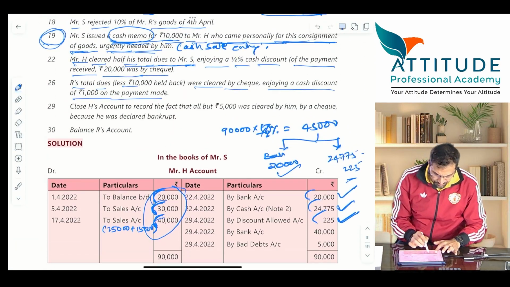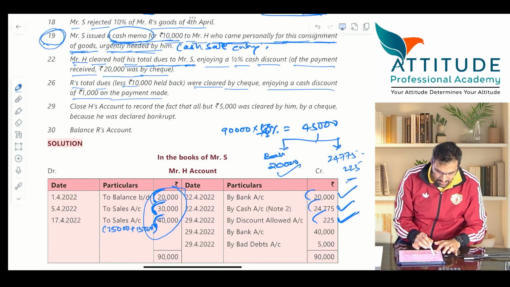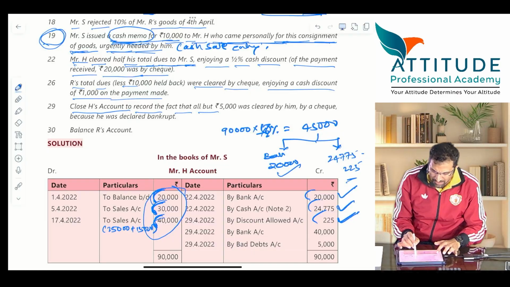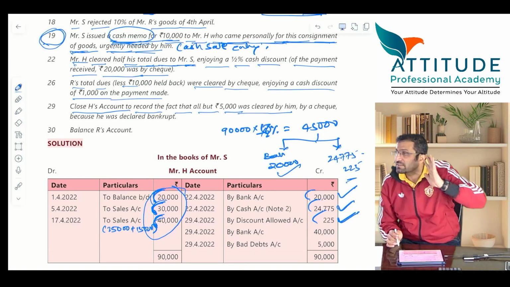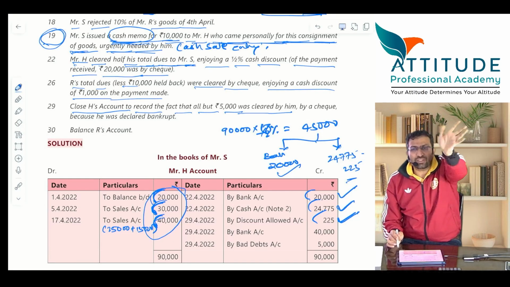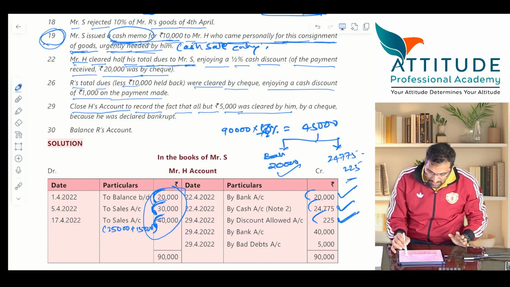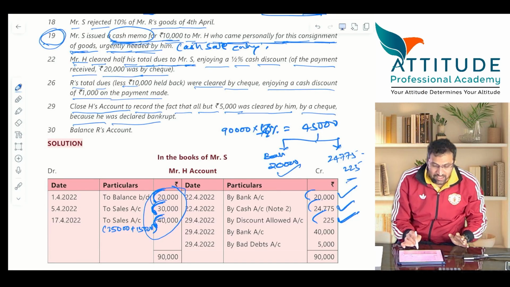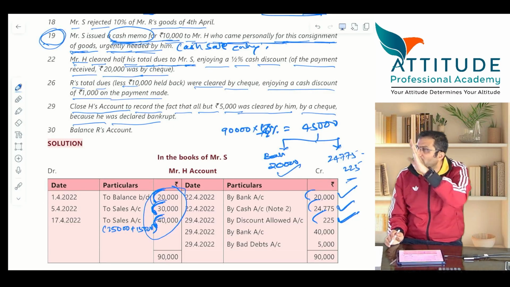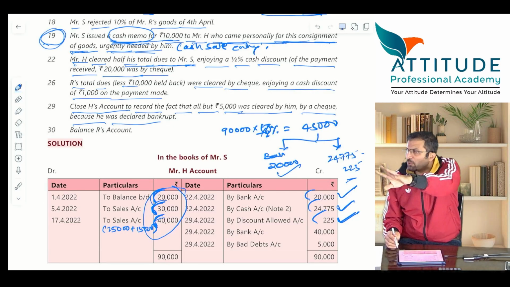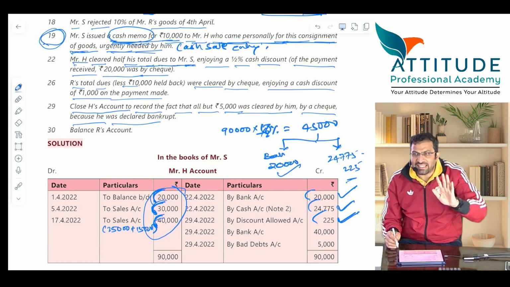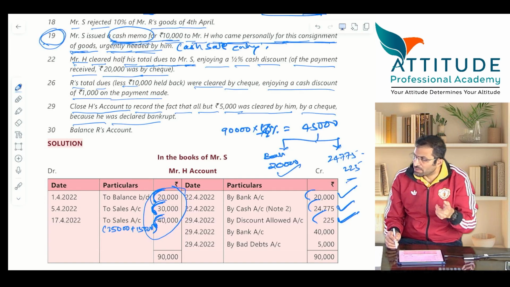Next, क्या दिया है? Close H account to record the fact that all but 5,000 was cleared by him. All but 5,000 was cleared means 5,000 is not cleared. All is cleared, 5,000 is not cleared by cheque because he was declared what? Bankrupt. H is a debtor, no? बाकी वो कितना देने का था? 45. तो 5,000 नहीं दे रहा हो. So bad debts is 5,000. बाकी का चेक से मिल रहा है.